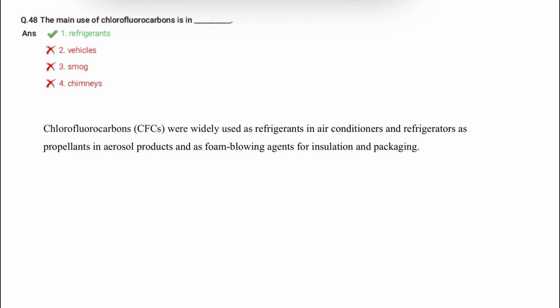Next question. The main use of chlorofluorocarbons is in refrigerants. These chlorofluorocarbons are widely used as refrigerants in air conditioners and refrigerators, as propellants in aerosol products, and as foam blowing agents for insulation and packaging. Correct answer 1.